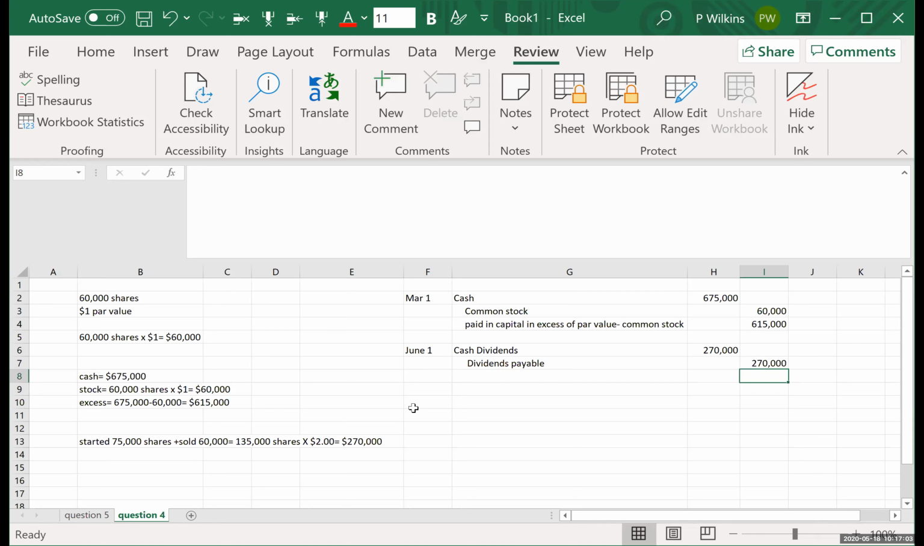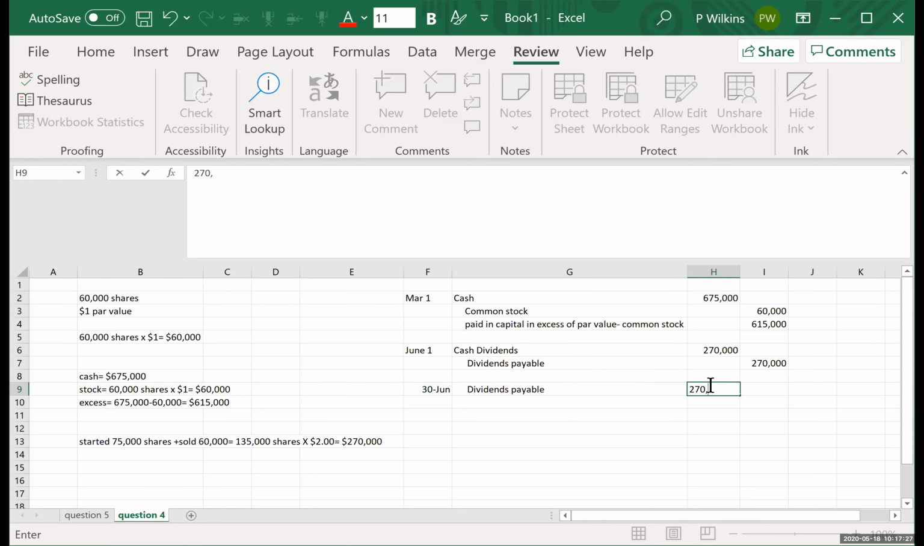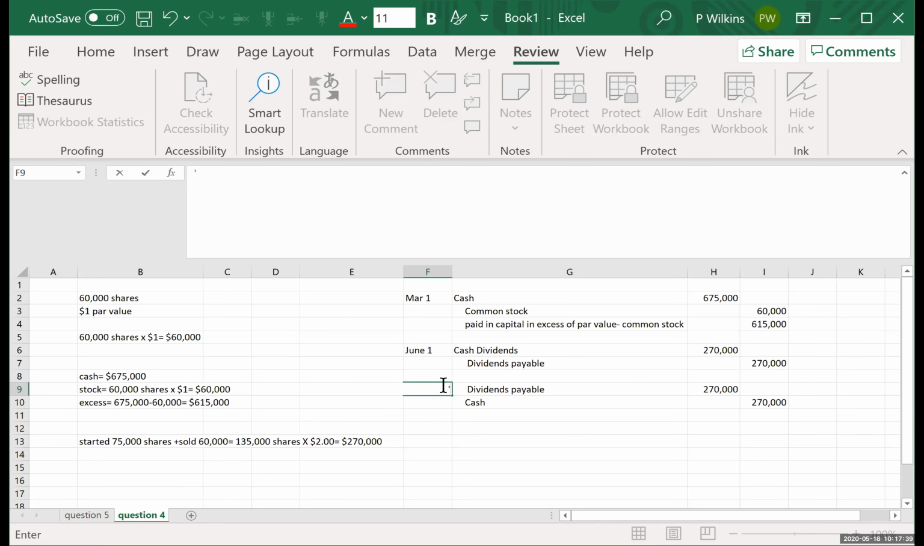All right, so let's go down to the next problem, which is June 30th, and it said paid the cash dividend, the $2 cash dividend. So you're going to pay what you just put into the payable. On June 30th, you're going to debit dividends payable in order to clear that out, $270,000. That's going to clear that account out. And then you're going to credit cash, because we're paying, so our cash is going down, $270,000. Okay, so that's June 30th.